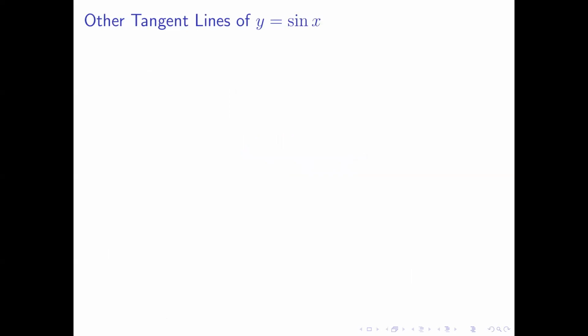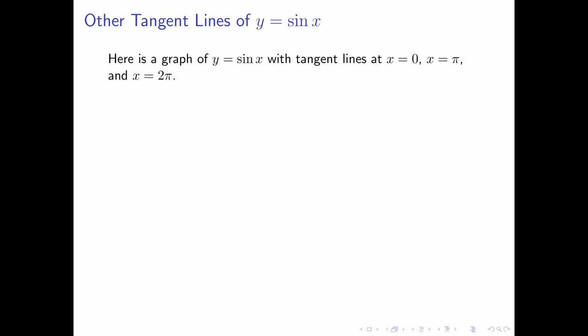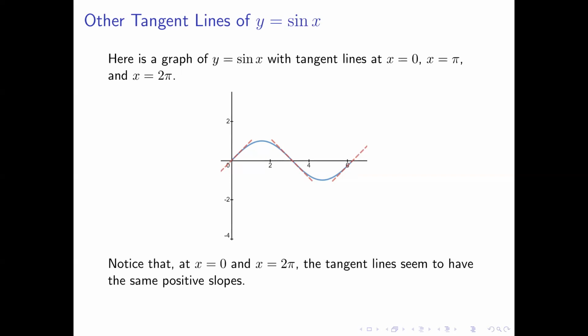Let's now look at a few other tangent lines of the graph of the sine function. We'll look at the graph of the sine function over the same interval, now with the tangent lines at the points where x equals 0, pi, and 2 pi drawn in. And here's what we get. You can see the three tangent lines drawn in red as dashed lines again. Notice that on the left at x equals 0 and on the right at x equals 2 pi, the tangent lines look kind of the same. They have positive slopes, and in fact, they seem to have the same positive slope.